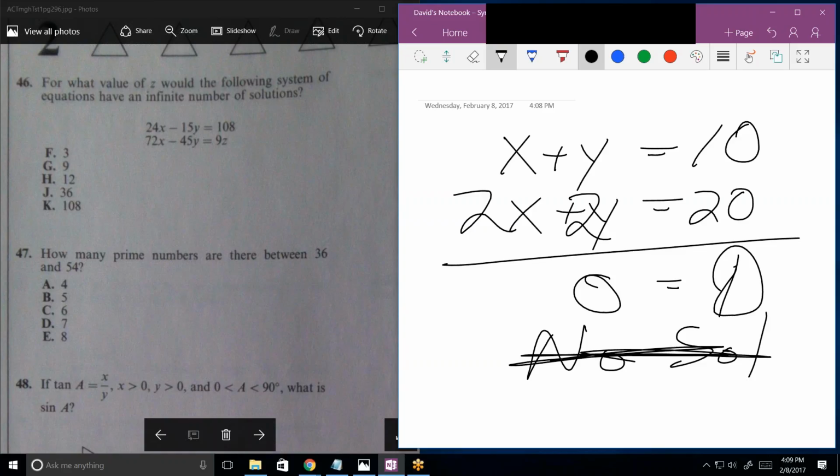When you get one number equals the same number, that means no matter what x and y are, 0 equals 0, which means an infinite number of solutions. If you get one number equals a different number, it's no solutions. One number equals the same number, it's an infinite number of solutions. And the only other possibility is you get a variable equals a number, and that's going to be one solution.